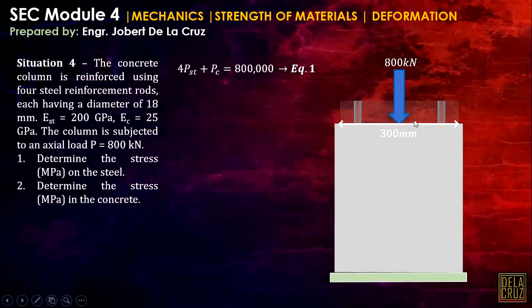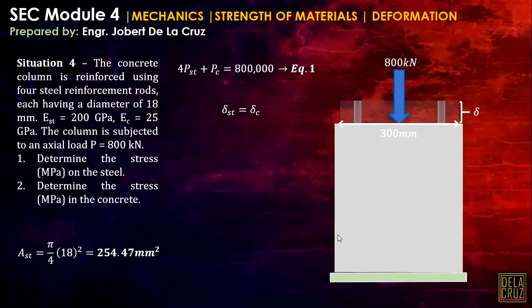Now, this elongation, as you can see, let's call that delta. The deformation of the concrete should be equal to the deformation of the steel. They are the same. So by this, we can just equate the elongation: the elongation of the steel is equal to the elongation of the concrete. They are the same. Take note, we should calculate first the area.